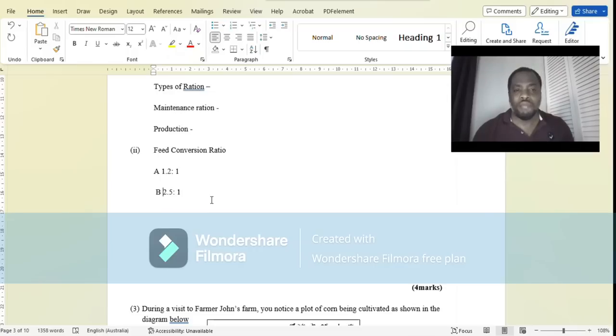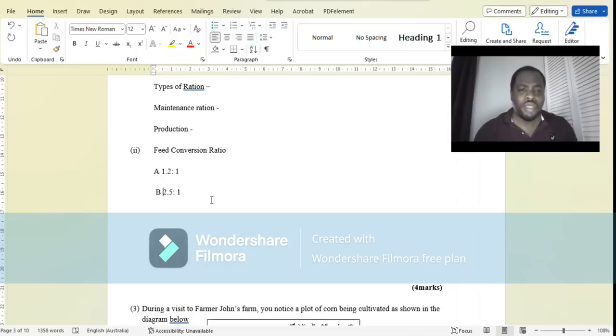Now, in feed conversion B, let's say we have another breed of animal, and that animal is being fed as well, and they have a feed conversion ratio of 2.5 to 1. What that says is that they took 2.5 kg of feed to gain 1 kg of weight. Now, students always ask, which one is better? The lower the feed conversion ratio, the better it is.